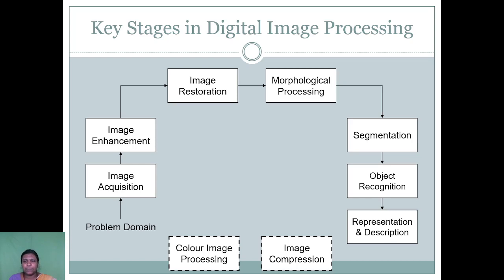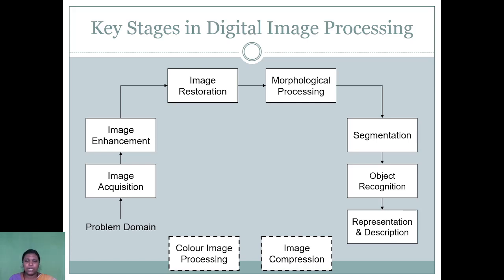And the next one is representation and description. If you want to represent your image in a 2D transform form or a Fourier transform form, you can use this representation and description. And the next one is, once you have found your problem domain and all the key steps, if you want to save the image in a compressed form, or send the image in a digital compressed form, you can use image compression.